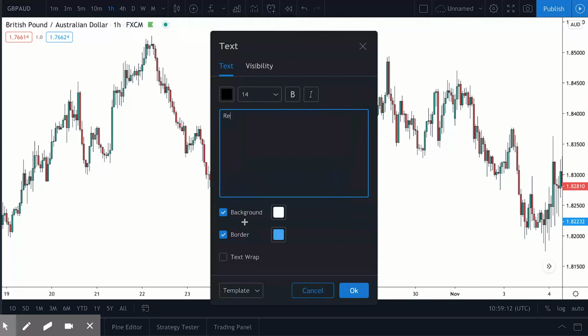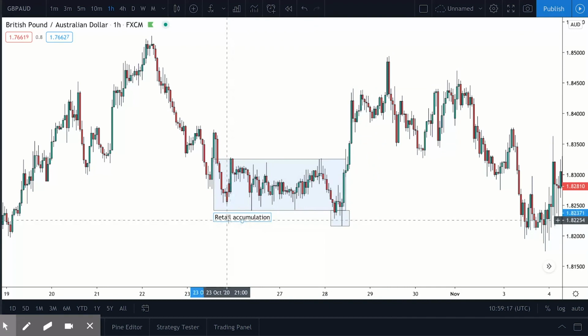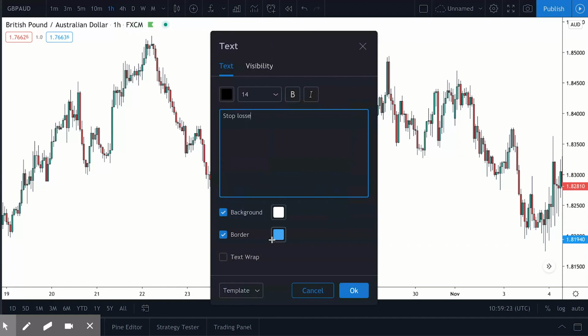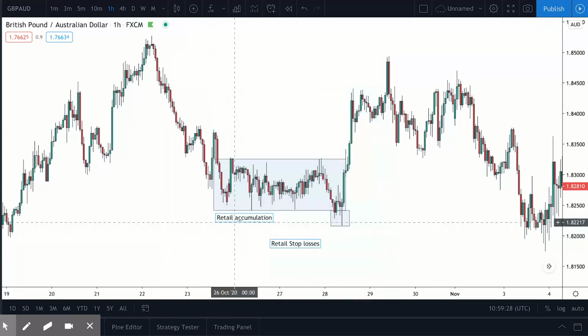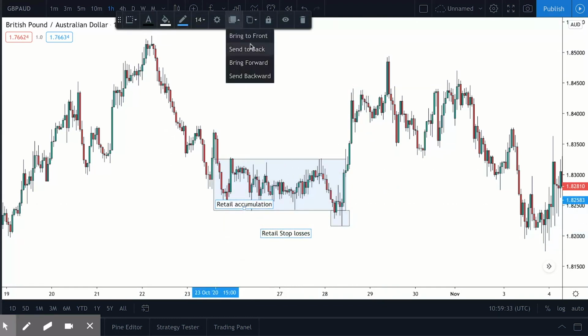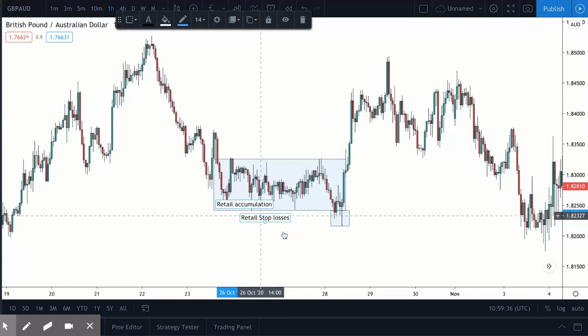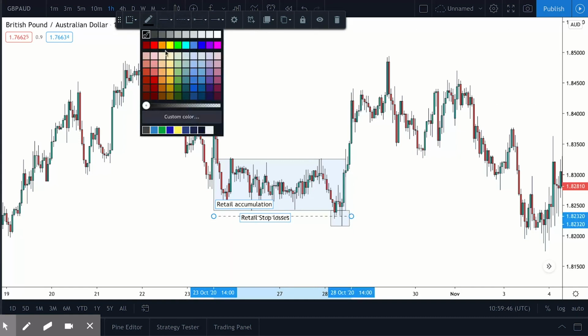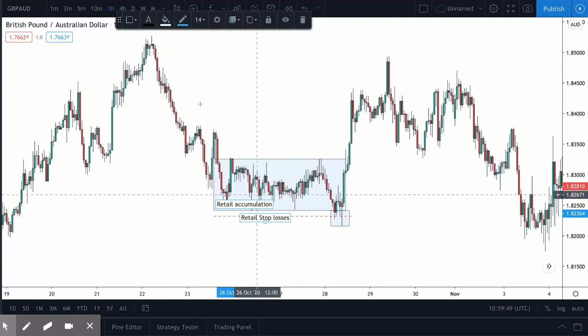Okay, so we've got retail accumulation where we know that retail traders are buying and buying and buying in this area. We know then that the retail stop losses are going to also be beneath that level. The retail accumulation is this area, so we should bring that forward. The retail stop losses are just underneath this level, okay, because we know that pretty much 90% of traders are going to be using that stop loss under the low approach. So I'm just going to mark this on as a red line. So the retail stop losses are just there.